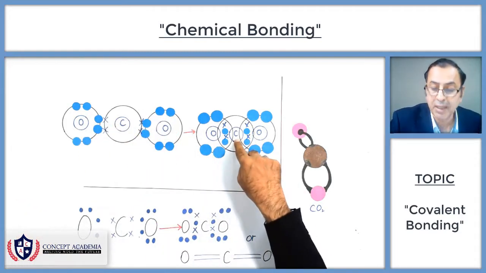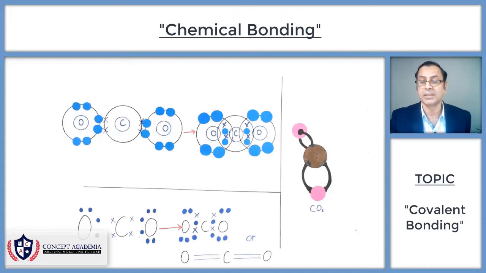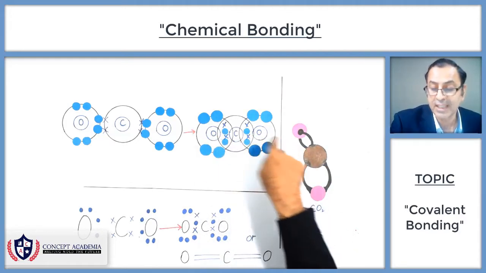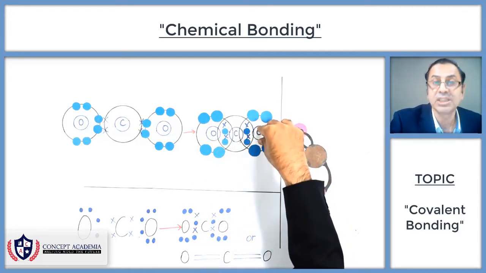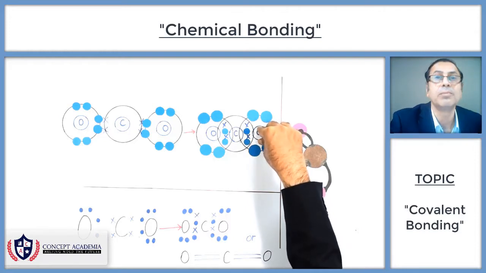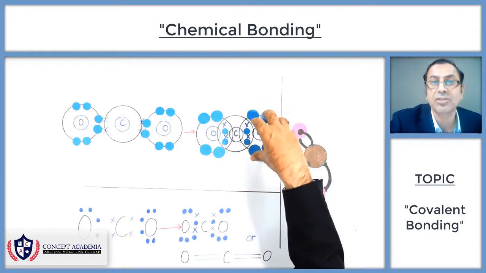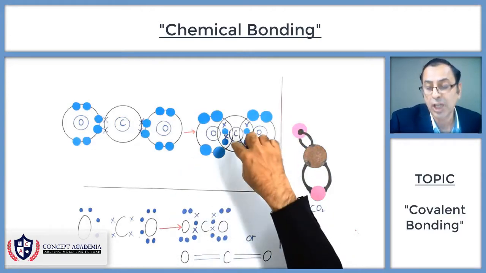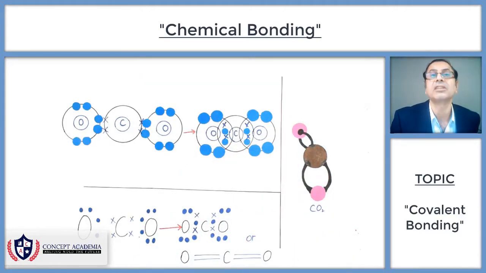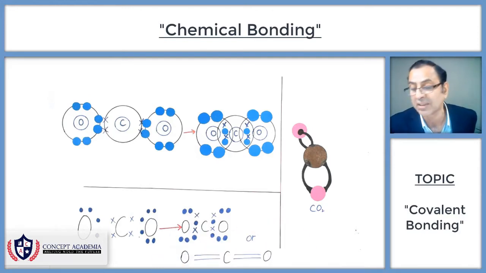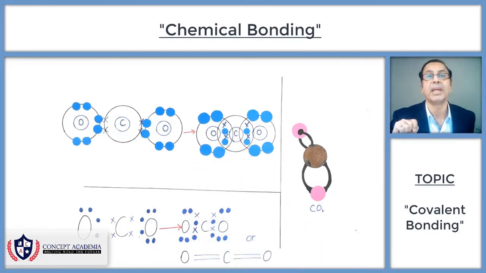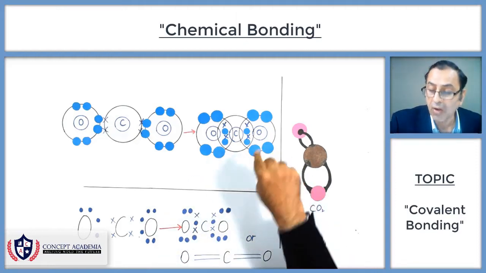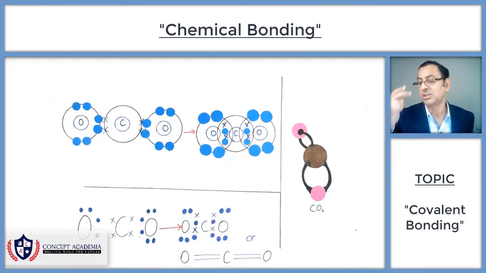So carbon will be in the middle, and oxygen will be on the sides, and each oxygen will need to make 2 bonds because it has 6 electrons. It needs 2 more electrons to complete its octet. Carbon has 4 electrons. It needs 4 more electrons to complete its octet. So carbon will make 4 bonds and oxygen will make 2 bonds.